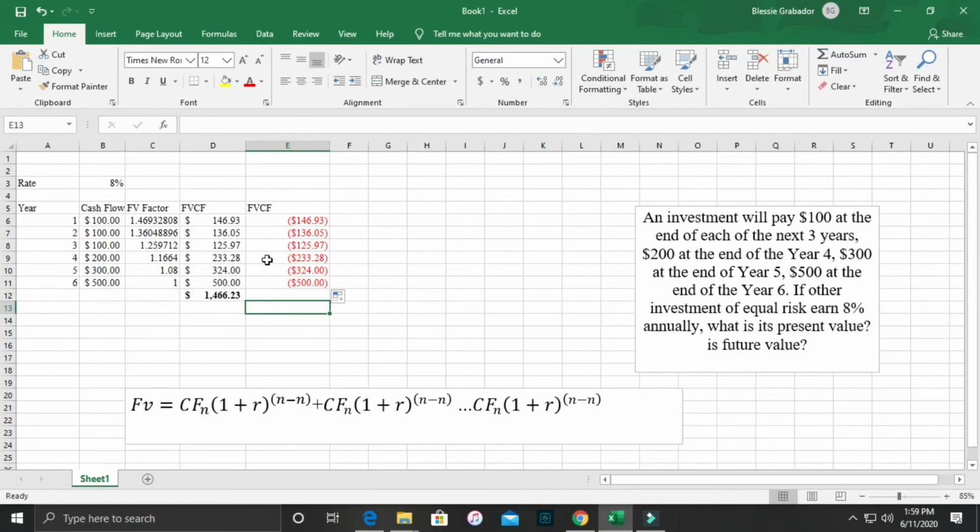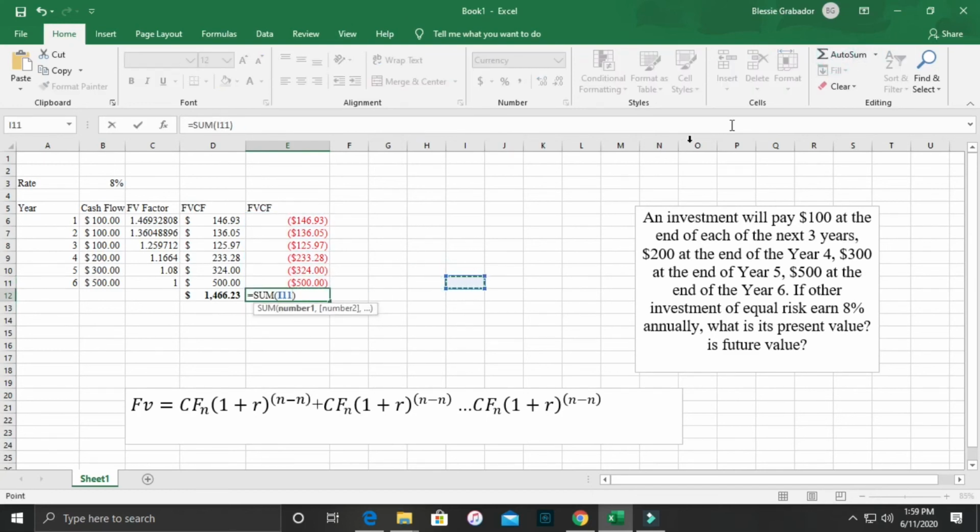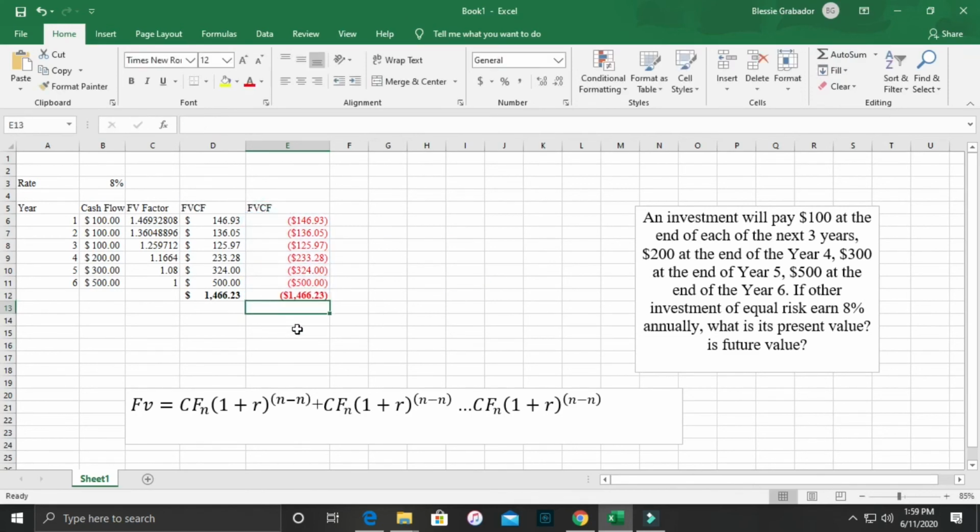So again, it is a negative since we have positive in the present value. We will get negative here for the future value result. So to sum this up, again, auto sum, then enter, we have 1,466.23. So the same as here.